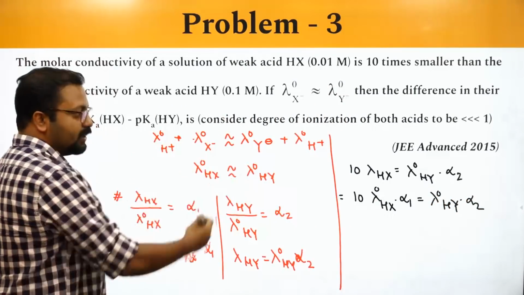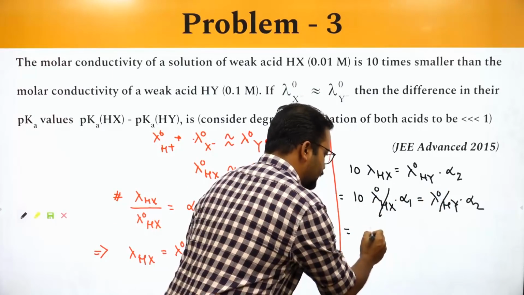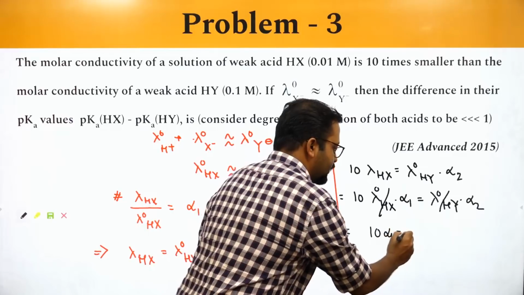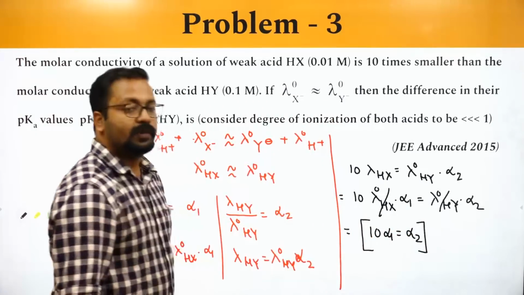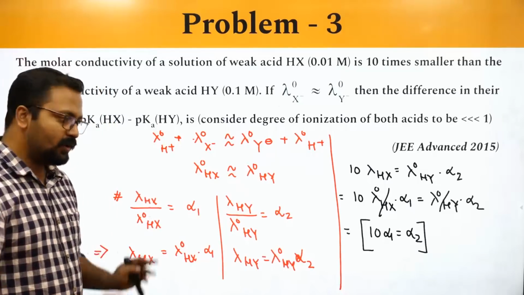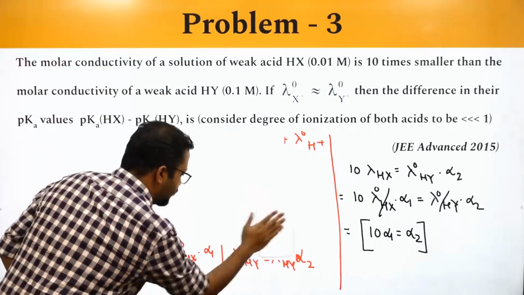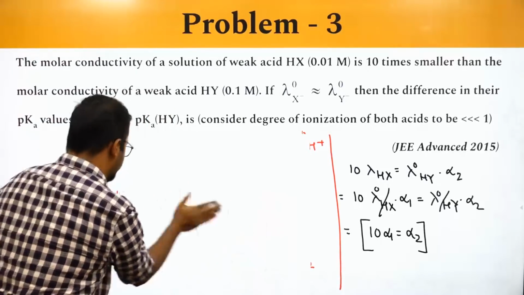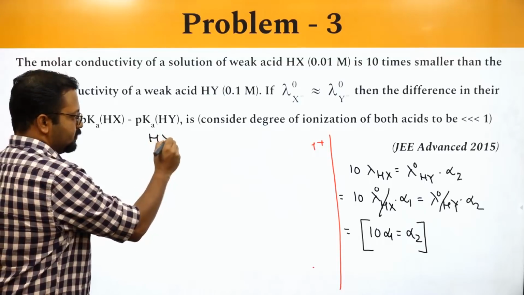और यहाँ तो हमने प्रूव कर दिया है इसको, सो ये कैंसिल हो गया. आपके पास रिलेशन क्या बना, 10 alpha 1 is equal to alpha 2. Let's keep that in bank and work on it like this.